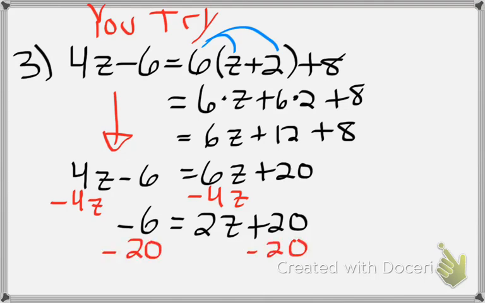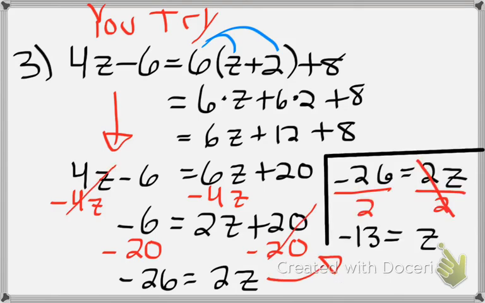Negative 6 minus 20, you're going to go deeper into the negative, so you're going to be at negative 26. And on the right side, you're left with 2 times z. So all you have to do now is divide both sides by 2. And if you do that, you end up with negative 13 equals z. Z equals negative 13.